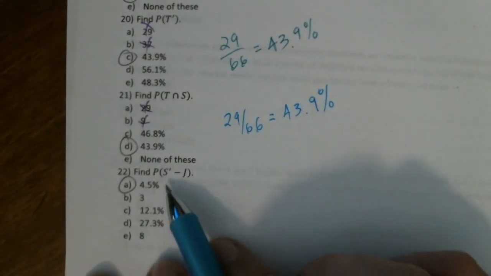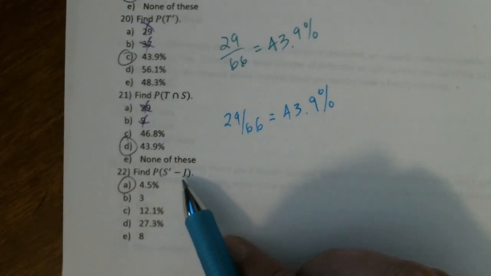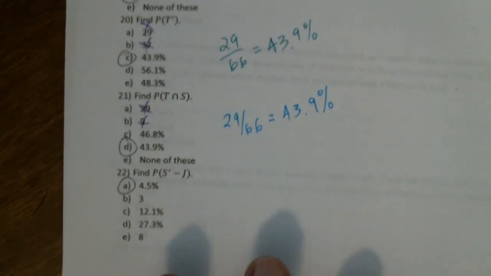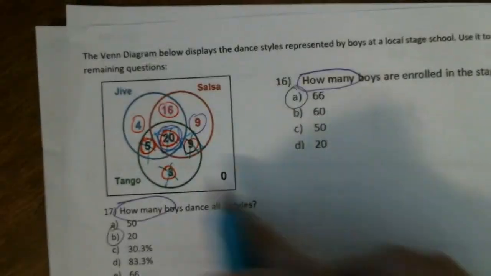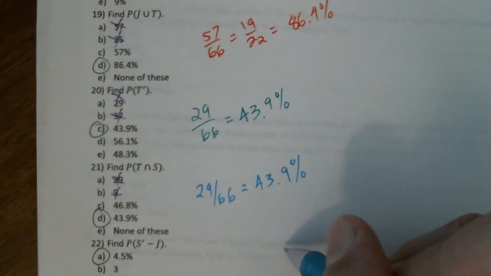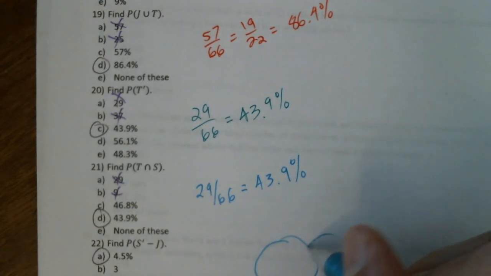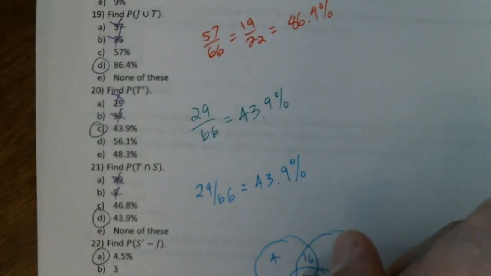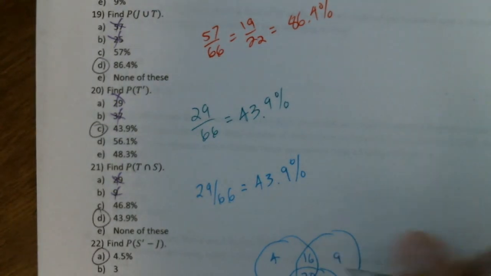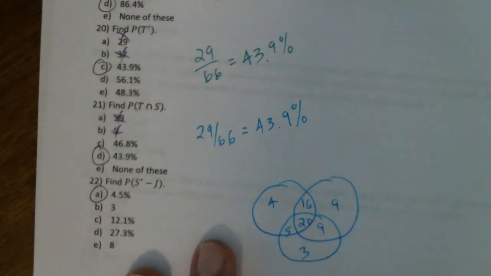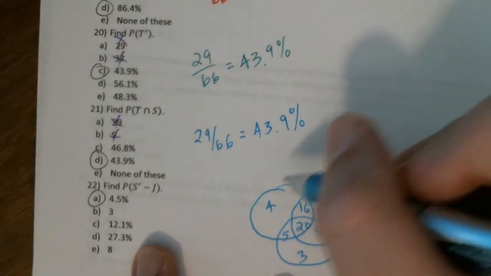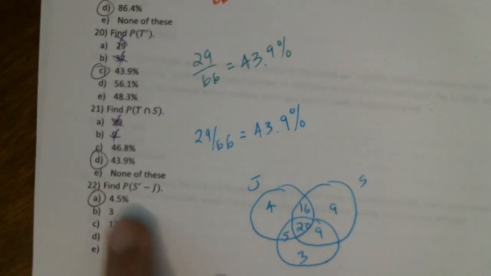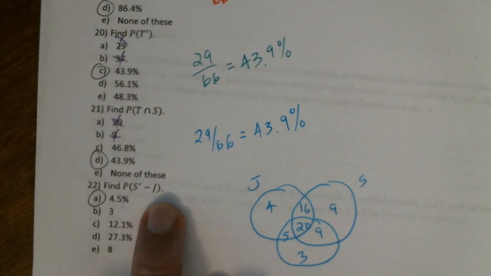The last one here is the probability of not S minus J. I'm going to redraw these circles real quick because that's getting kind of messy. So we got 4, 16, 25, 3, 9, and 9. Did I do that correctly? Yes, I did. So this is J, S, and T. I want not S minus J.